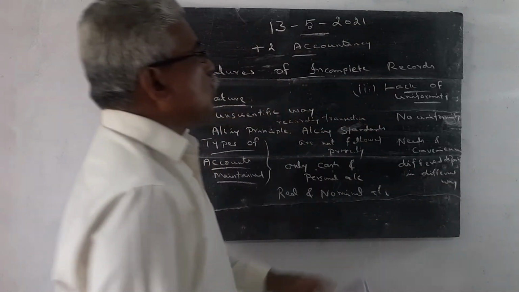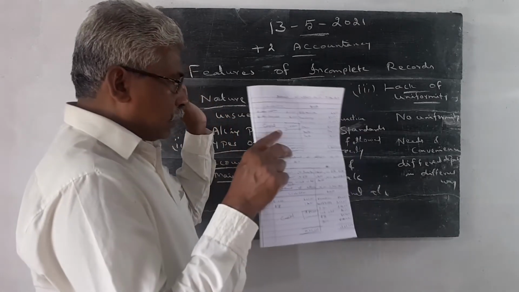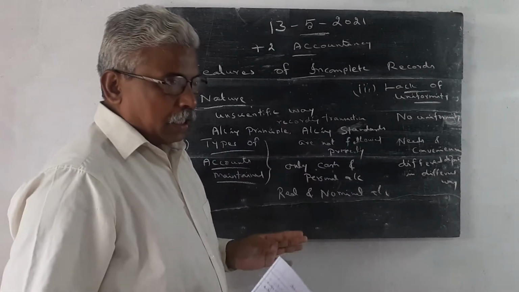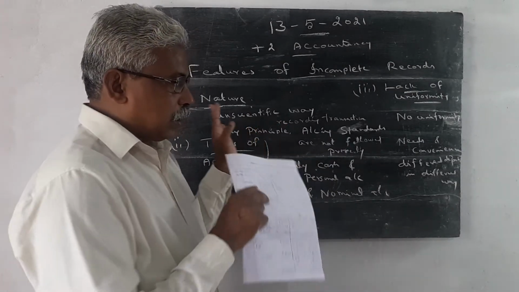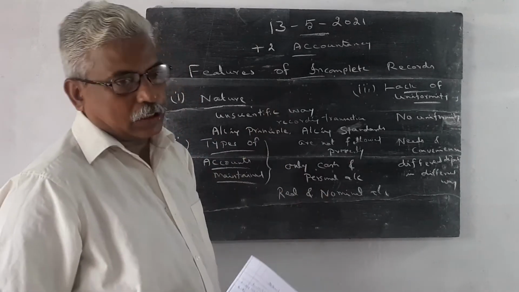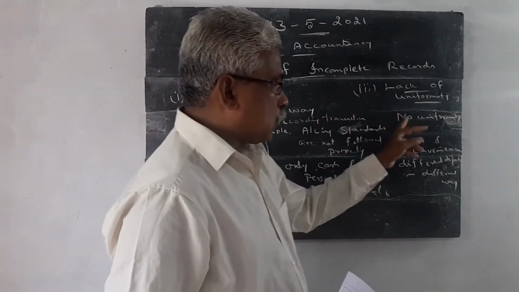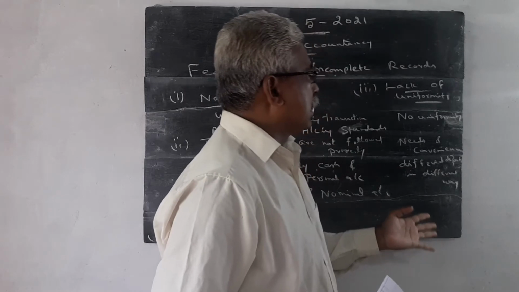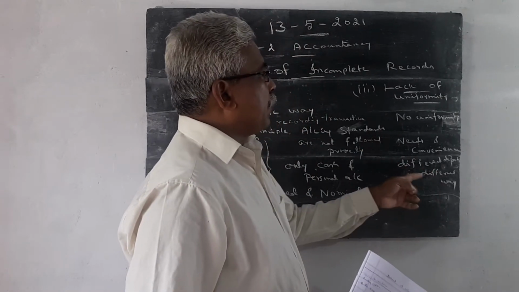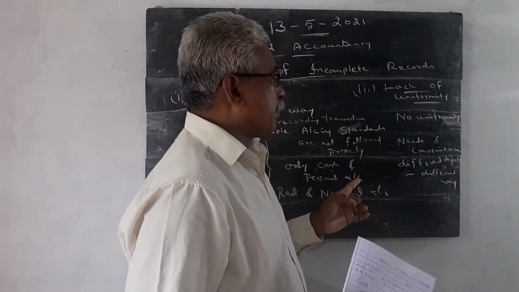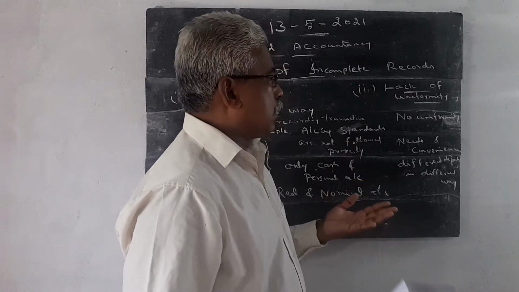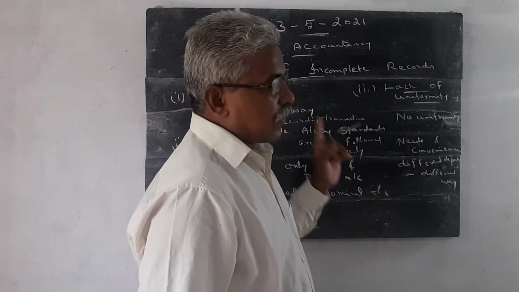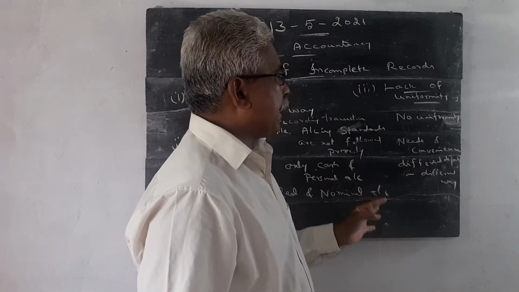So there is no uniformity, but in the double entry system there is proper uniformity. First write the journal entries, then prepare the ledger accounts, then trial balance, trading account, profit and loss account, balance sheet. These are all systematically maintained in the double entry system. But in incomplete records, there is no uniformity for maintaining the accounts. According to their needs and convenience, they maintain their accounts. Different departments or different organizations prepare their accounts their own way, according to their need and necessity.